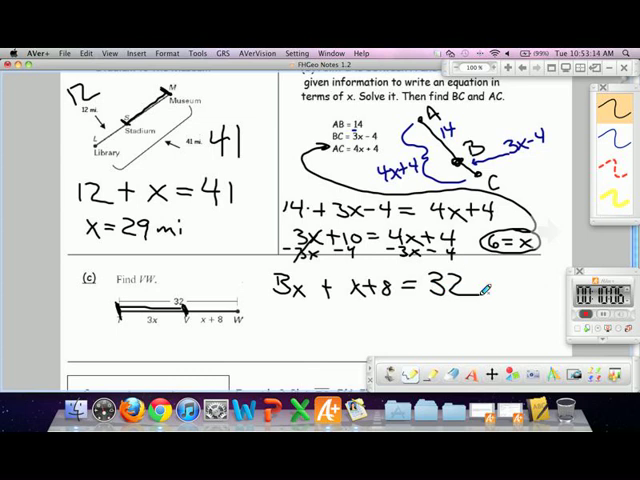You could combine some like terms. 3x plus 1x is 4x's. Subtract 8, divide by 4, and you end up with x is also 6 again. And if x is 6, plugging in to find the length of VW, that means VW is 6 plus 8, which puts it at 14.